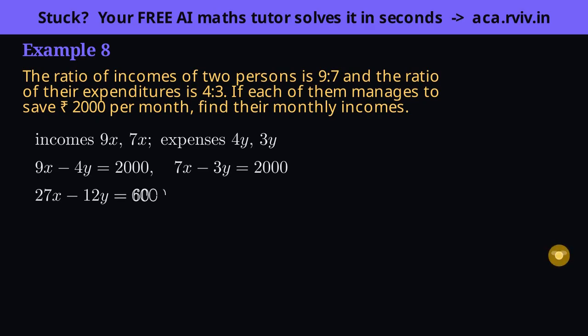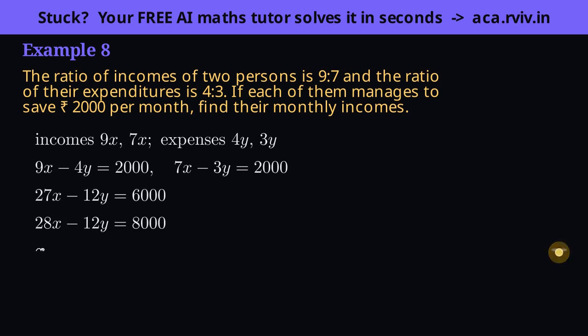To match the y's, note 12 is the least common multiple of 4 and 3. So multiply the first equation by 3 to turn minus 4y into minus 12y. Now multiply the second equation by 4, turning minus 3y into minus 12y as well. Both equations now carry an identical minus 12y, perfectly set up to cancel.